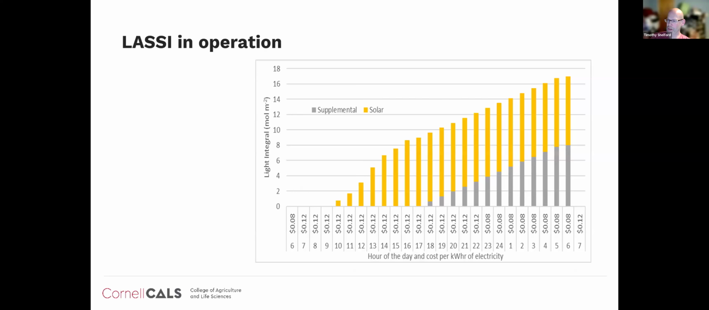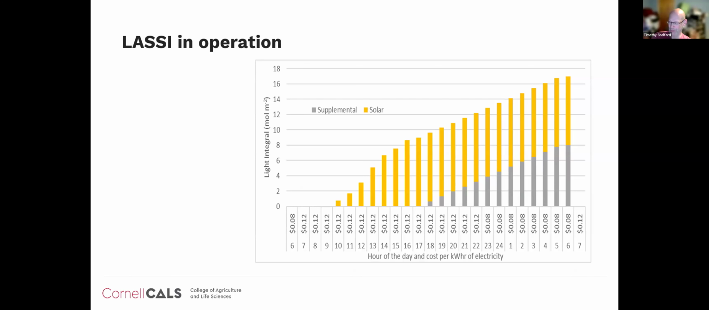So yeah, this is just sort of a visual of how LASSI works. We can see the yellow line is the integral of the solar, and so we can see how that starts up in the morning and then progresses through the day. And the gray lines are the integral that's applied by the supplemental light. And so we can see that around 6 o'clock it's decided that, oh, it's got to turn the lights on to be able to hit the target by the end of the day, which is 6 a.m.